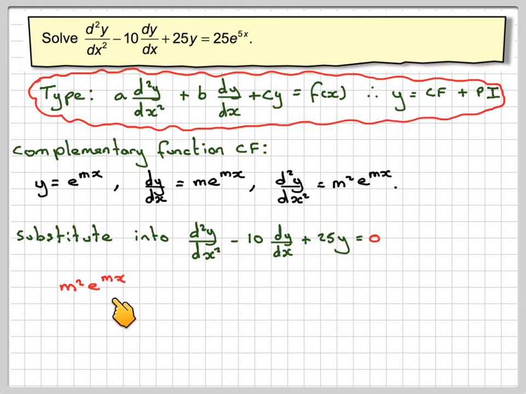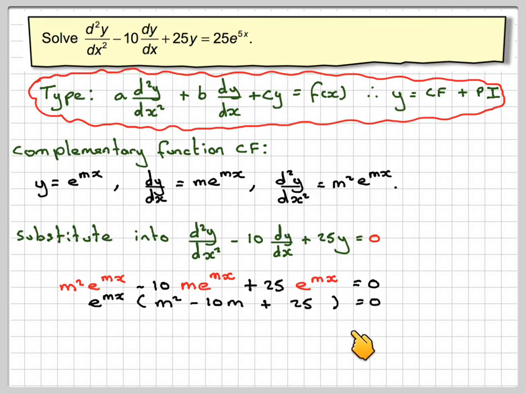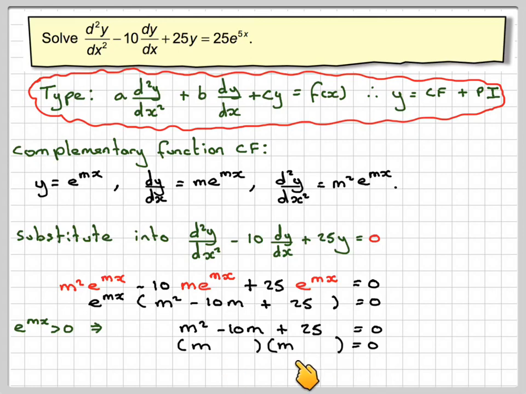So you get m squared e to the mx minus 10m e to the mx plus 25e to the mx is equal to 0. Common factor of e to the mx, and you're left with the auxiliary equation m squared minus 10m plus 25 is equal to 0. This is a perfect square, so it gives m minus 5 squared, which gives m as 5, a repeated root.